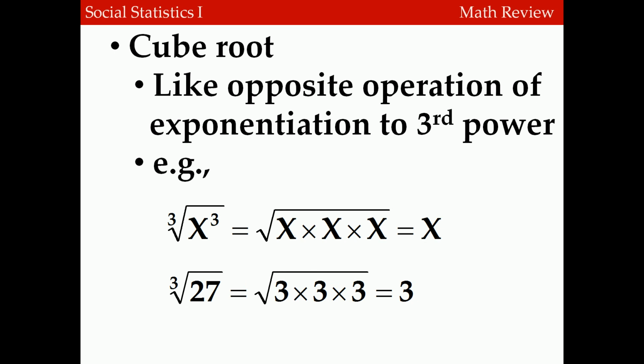If the number 3 is outside of the radical sign, that indicates taking the cube root, and that's basically the opposite operation of exponentiating, or cubing. So x times x times x is equal to x cubed, and so if we take the cube root of x cubed, we're just left with x. Since 3 times 3 times 3 is equal to 27, if we take the cube root of 27, it's going to be equal to 3.